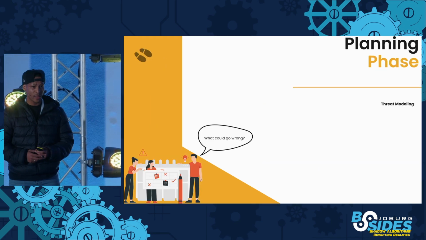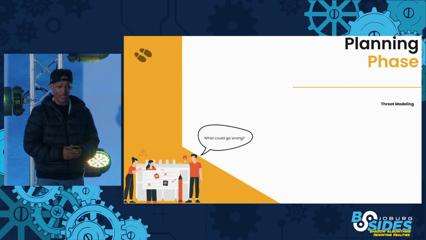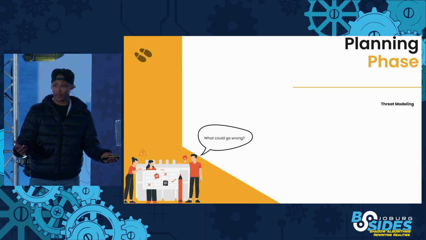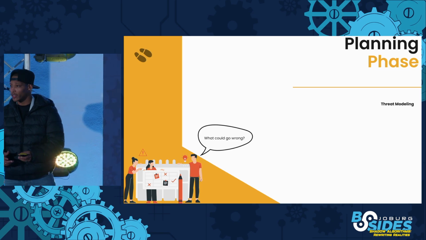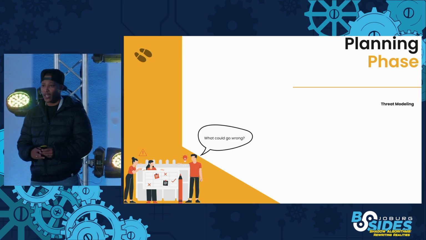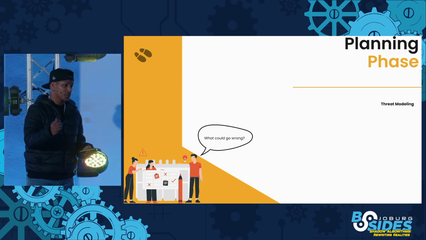Let's start in the planning phase. A great first step is doing lightweight threat modeling. Just ask what could go wrong. That's it. No fancy tools required. Just start with a simple user story or feature, ask what could go wrong, and have a look at the potential threats.